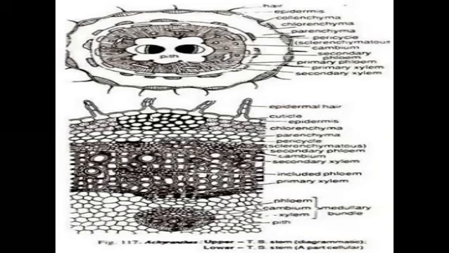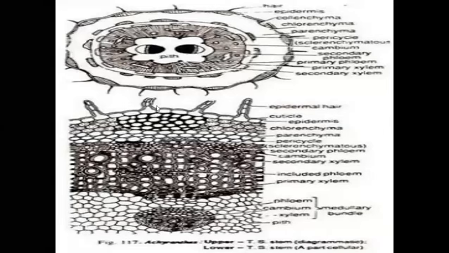In the ridges region, a greater number of collenchyma tissues are present, but in the furrows region, chlorenchyma tissues are present. The chlorenchymatous tissue mainly helps in the synthesis of food material by photosynthesis. Collenchyma tissues mainly help in mechanical support to the shoot.